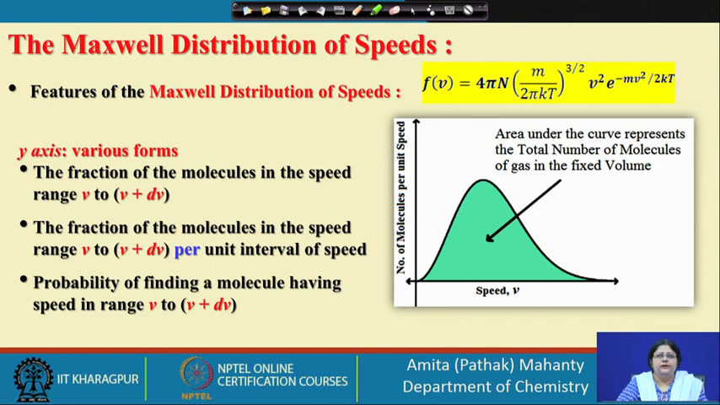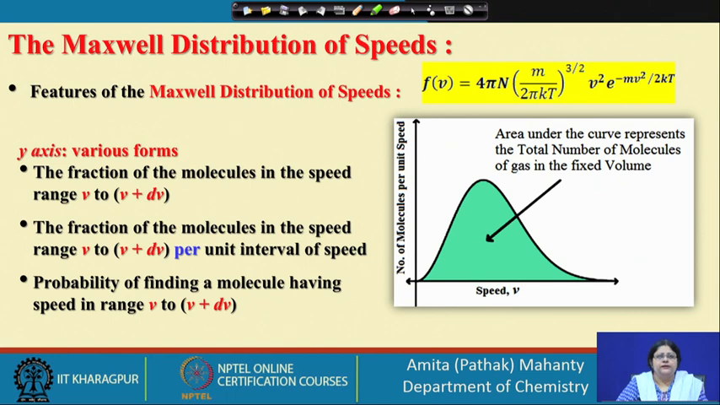If you remember the representation of the x and y axis of the distribution function, it is a probability distribution. The total area sums up to 1, and the area under the curve represents the total number of molecules of the gas in a fixed volume. The volume is fixed, and the total number of gas molecules enclosed is fixed. So the probability we are evaluating will always be normalized to 1.